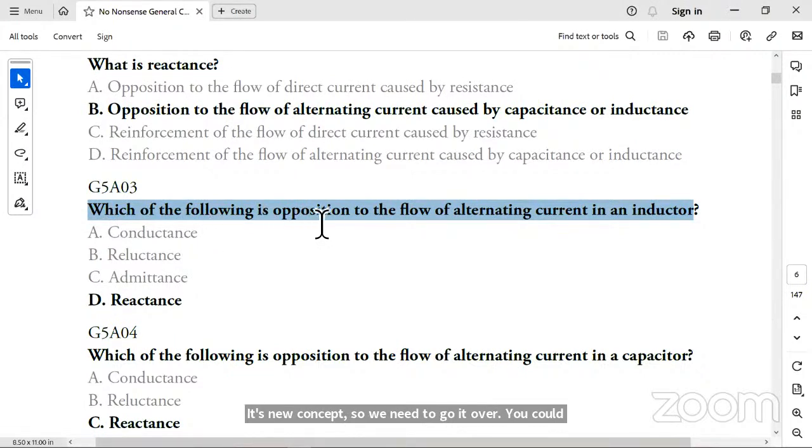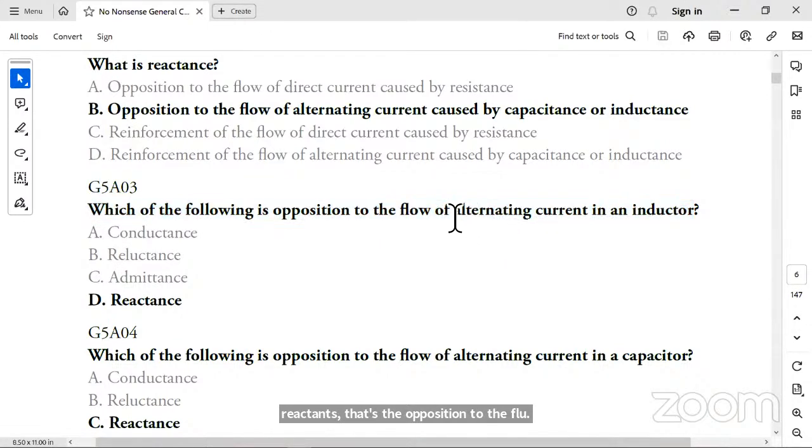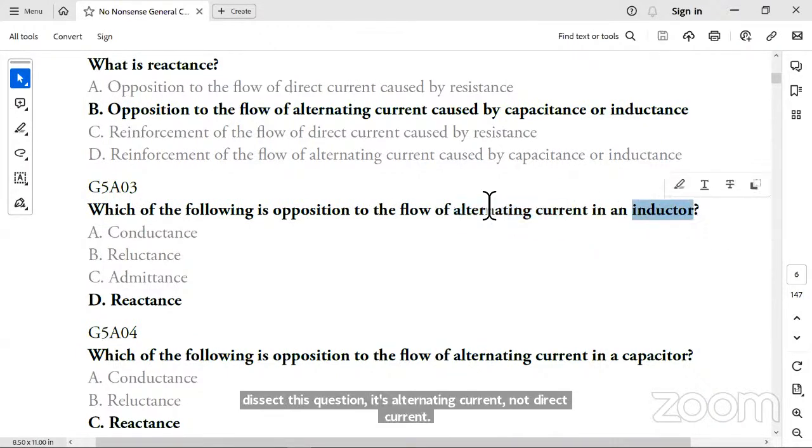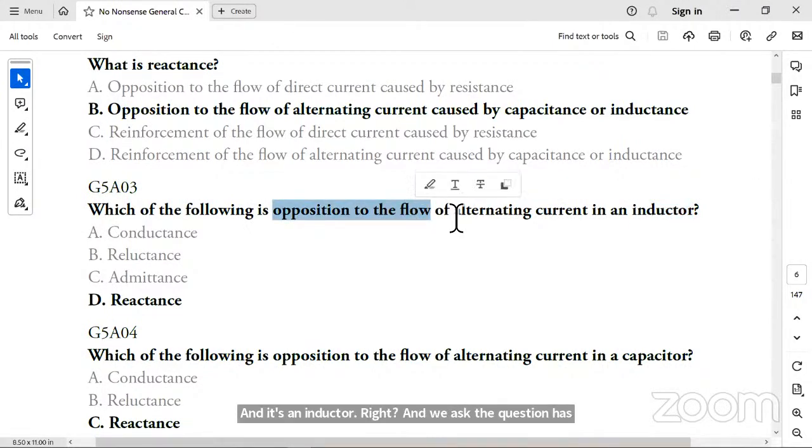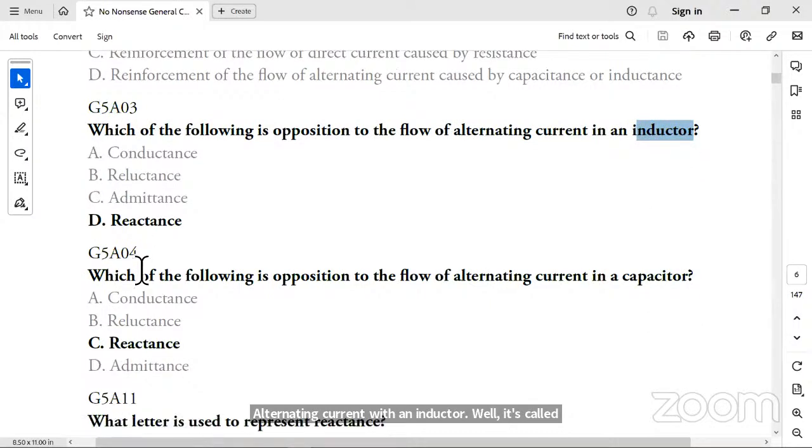Which of the following is opposition to the flow of alternating current in an inductor? Well, it's the same thing. It's reactance. Same question that they're posing to you differently. So reactance, that's the opposition to the flow. Alternating current is the key, right? So if we were to dissect this question, it's alternating current, not direct current. And it's an inductor. And the question has been asked, what opposes the flow in such a situation? Alternating current with an inductor. Well, it's called reactance, not resistance. Reactance. Okay.